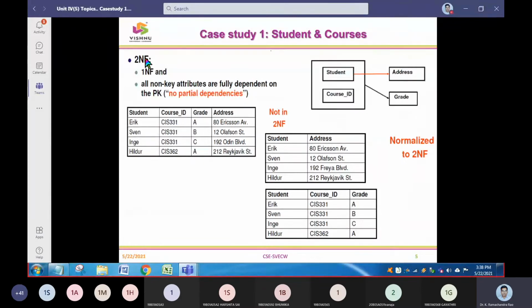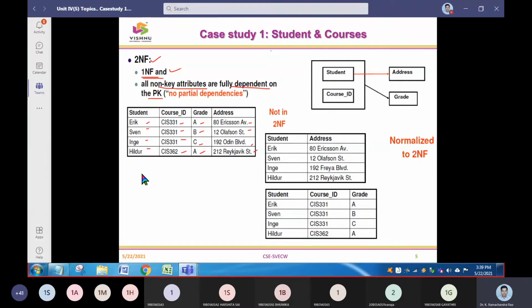Next comes second normal form. If we are going to say it is second normal form, what was the thumb rule? It should be in first normal form. That means every column must be filled. No empty spaces. Then it is in first normal form. Agreed, my first condition is satisfied. What is my second condition? The second condition was all non-key attributes are fully dependent on the primary key.